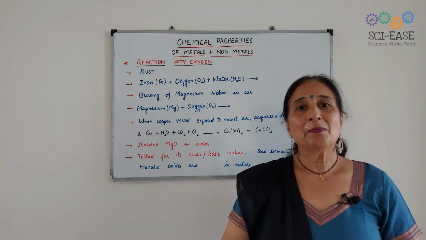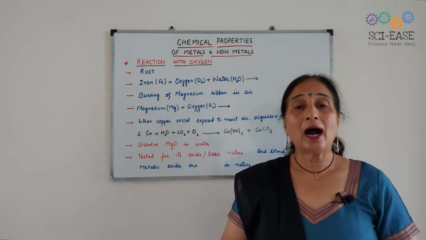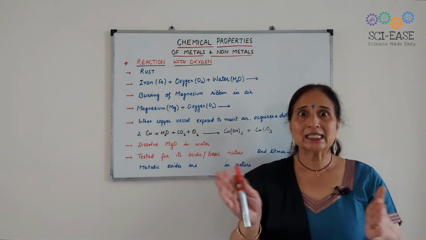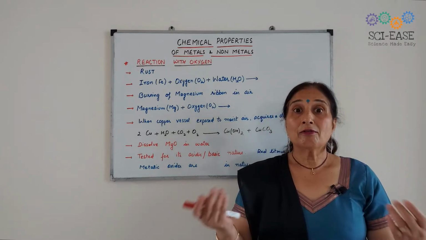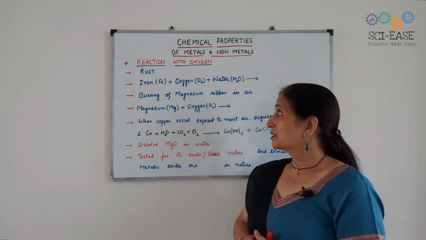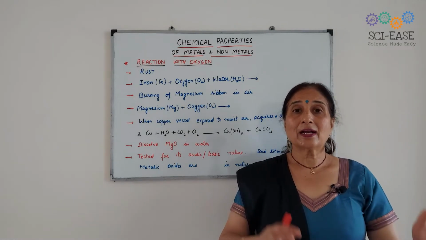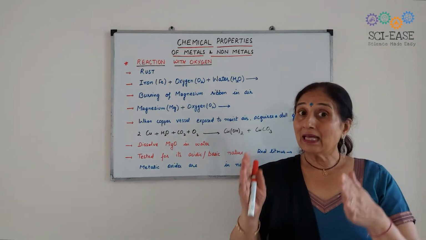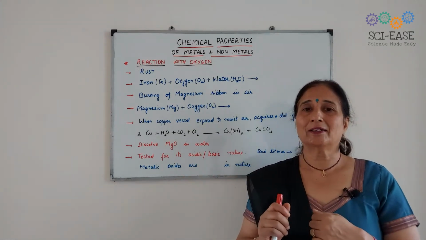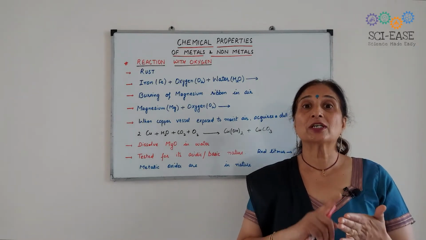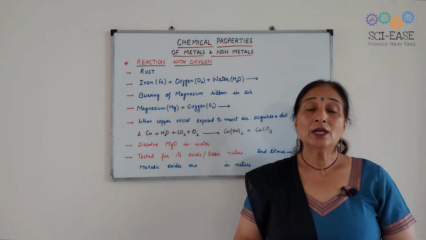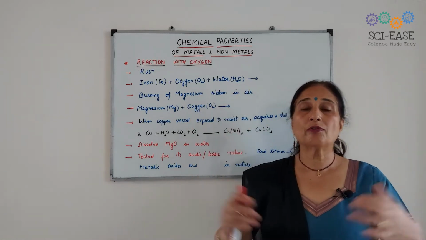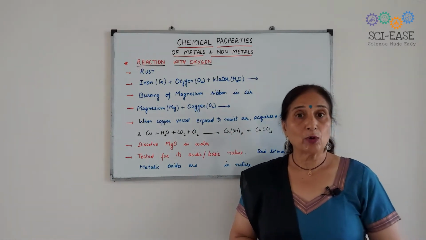All of you must have seen that iron objects get rusted. Jang lag jata hai. Why? Because when iron comes in contact with air, and that air should be moist, meaning there must be some moisture or water vapors present in the atmosphere. During the rainy season, rusting takes place because a lot of humidity is there in the atmosphere.